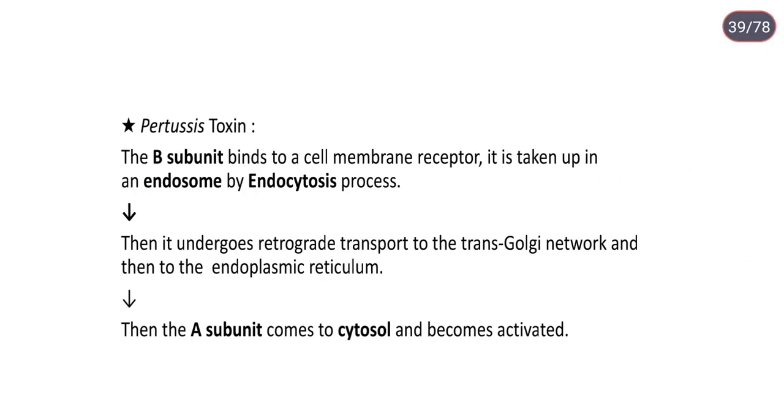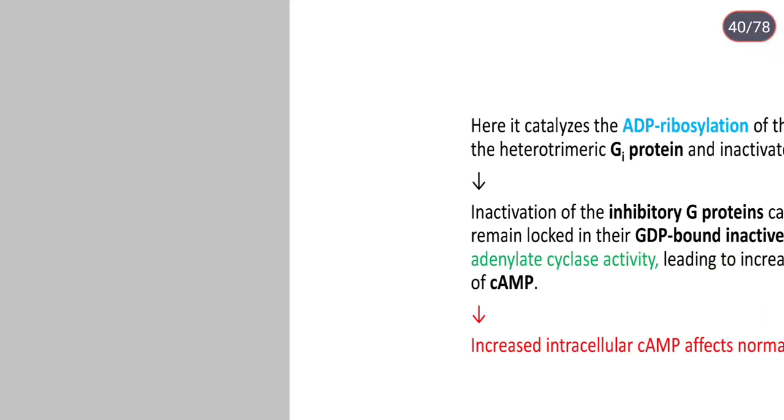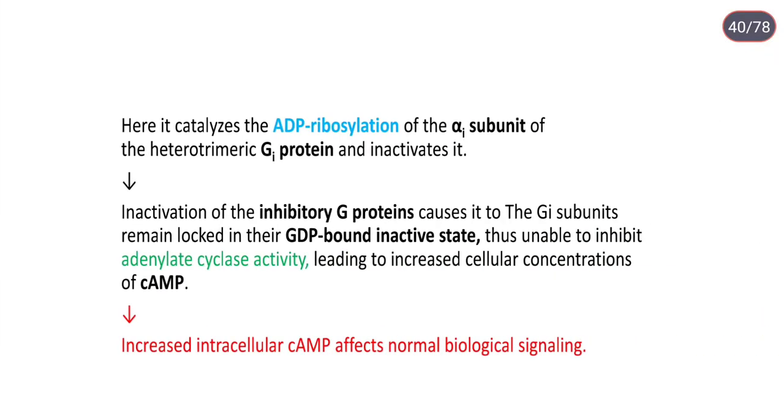Now pertussis toxin. So pertussis toxin also acts by the second messenger pathway system by G protein, but it is slightly different from the stimulatory protein, because in this case the pertussis toxin acts on the G inhibitory protein. So the mechanism is the same. First there is endocytosis and endosome formation, and then the A subunit comes to the cytosol, and this A subunit catalyzes the ADP ribosylation of the alpha inhibitory subunit of the heterotrimeric Gi protein and inactivates it.